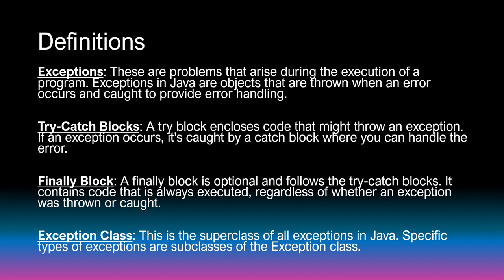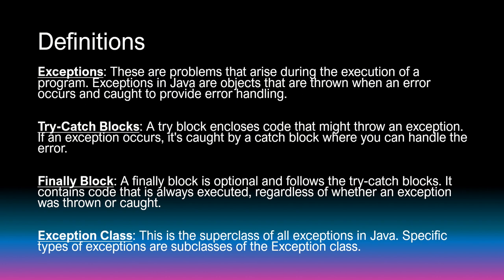There's also a finally block. The finally block of code is optional, but it will follow your try-catch blocks. It contains code that's always going to run regardless of whether an exception was thrown or caught. Depending on how you structure your code, if there's an exception, some lines within your try block may never run. If you want to ensure that some pieces of code always run, regardless of an exception, you'll use a finally block to do that.